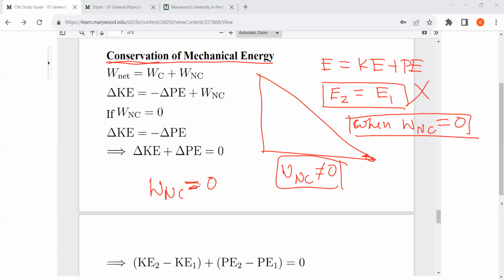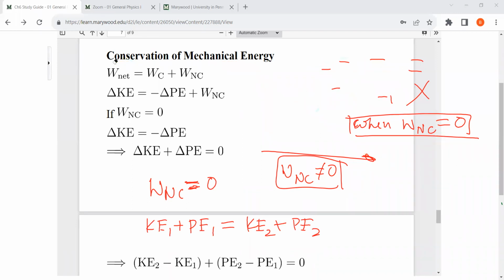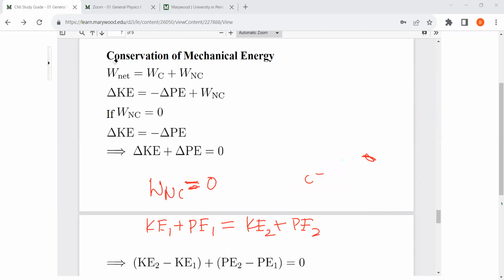So what it means when there is no work done by the friction or air resistance, then the kinetic energy plus the potential energy at any position is equal to the sum of the kinetic energy and potential energy at any other position. All right, so here I already derived it. I'm not going to show how I derived it, but I'm going to show a simulation.